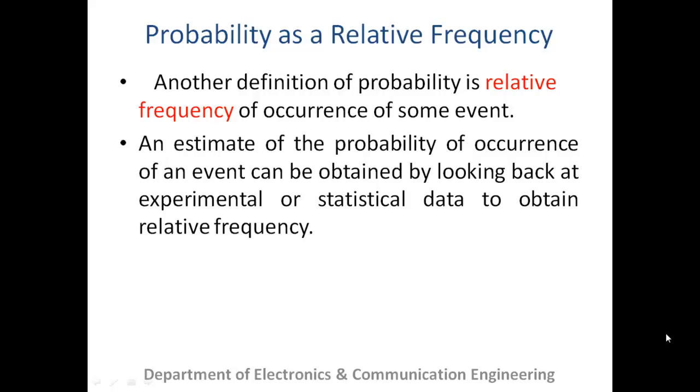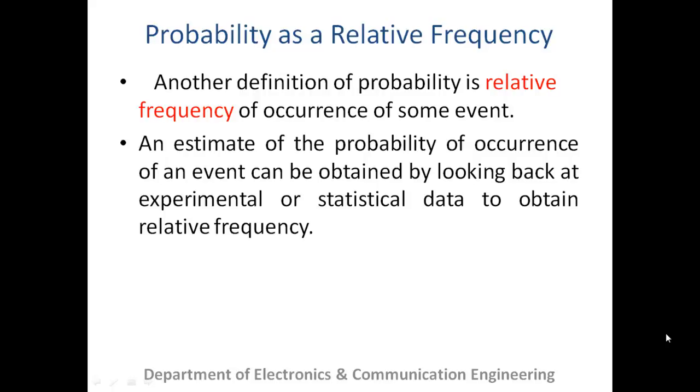where we talked about the three axioms of probability. The probability of occurrence of an event is between 0 and 1. The second one is that the probability of a sample space is equal to 1, and the probability of the union of disjoint sets is equal to the sum of the individual probabilities of the events. Now we will be talking about probability as a relative frequency.